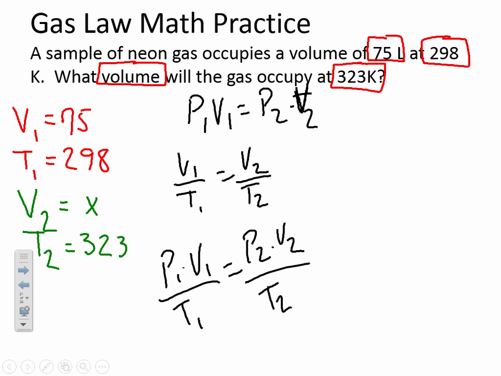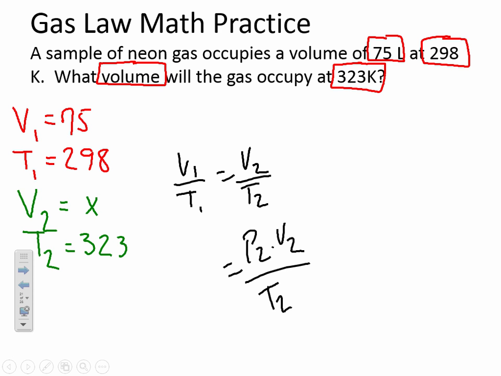Well, can you use P1 V1 equals P2 times V2? No, because we don't have pressure. Can we use the bottom equation, P1 times V1 over T1 is equal to P2 times V2 over T2? No, because we don't have pressure. Can we use this middle equation, V1 over T1 is equal to V2 over T2? Absolutely. So let's go ahead and use this equation and solve.